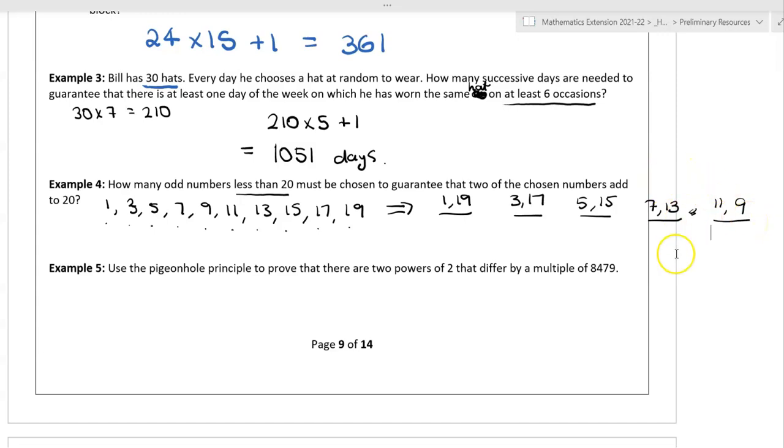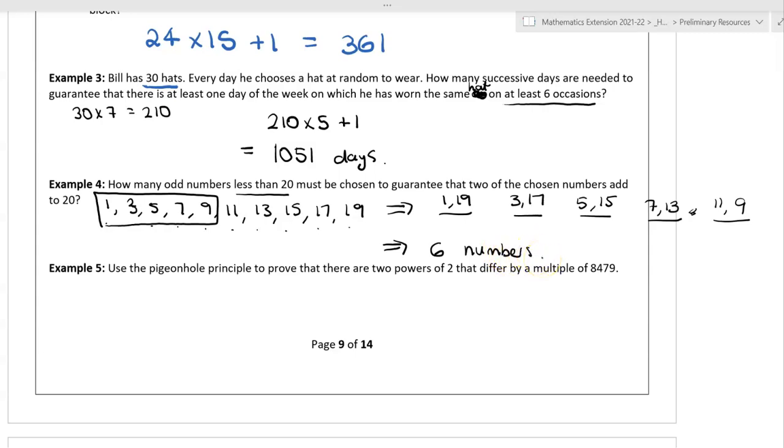So once I've chosen one of these numbers, if I choose the other one, then I have the sum of 20. So let's consider the worst possible scenario. Imagine we choose all of these ones here. Then we definitely don't have a sum of 20. But if I choose one more, then in that pair I will have a sum of 20. So we need to choose at least 6 to ensure we have that sum of 20.